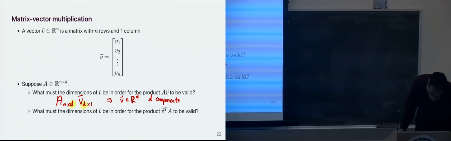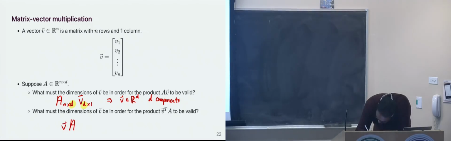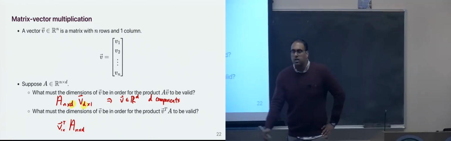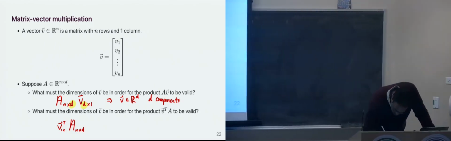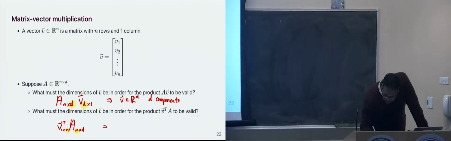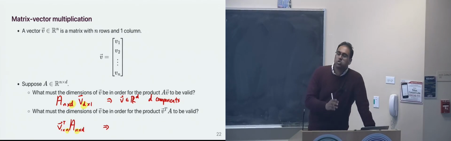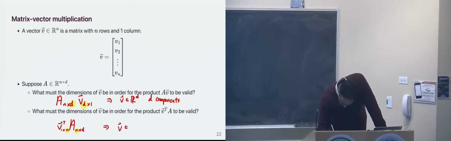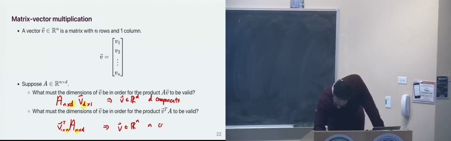What about if we want to left multiply A by V transpose? Well, A is still going to be n by d, but what must the dimensions of V transpose be? It's going to be 1 by something. What must that something be so that I can do V transpose times A? N, good. Because if I put an n here, well then, again, the inner dimensions will match up. What that means is that V transpose should be a row vector with n elements in it, but it means V should be a column vector with n elements or components in it.